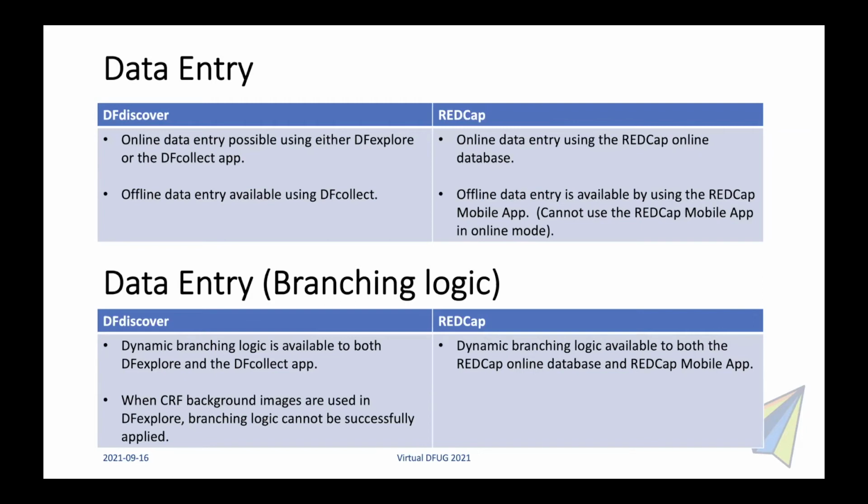For data entry branching logic, for DFdiscover, really there is dynamic branching logic. It's available both in DFExplore as well as in the DFCollect app. Obviously, for DFExplore, when you have a background image that you loaded as a paper CRF, branching logic cannot be successfully applied. And I think we understand the reasons for that. When it comes to REDCap, obviously REDCap is an EDC system, so dynamic branching logic is really available to both the REDCap online database as well as the REDCap mobile app.